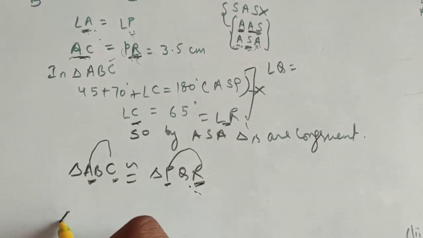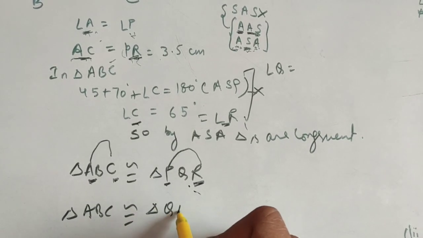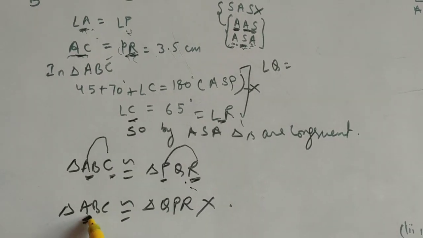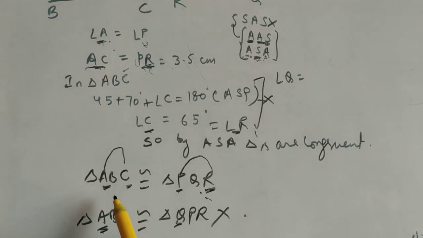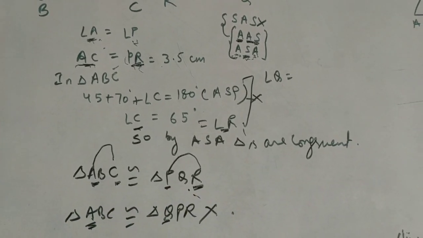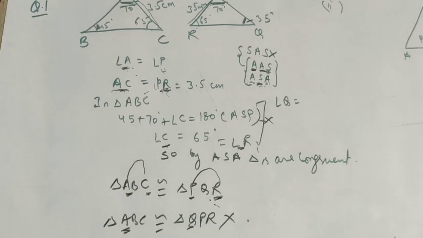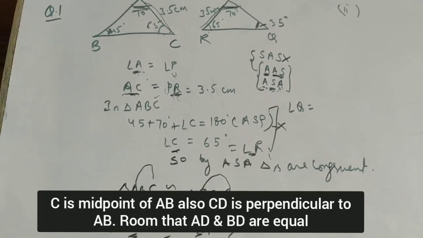You cannot write that triangle ABC will be congruent to triangle QPR. It will be wrong, because angle A is not equal to angle Q, whereas angle A is equal to angle P. You have to write down the corresponding parts. Okay guys, so now moving on to the next question.